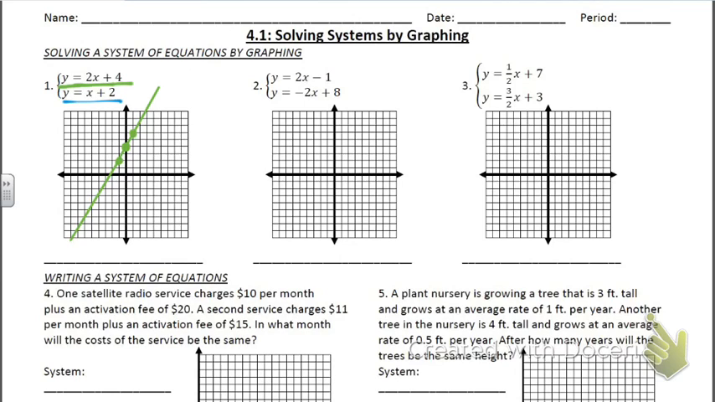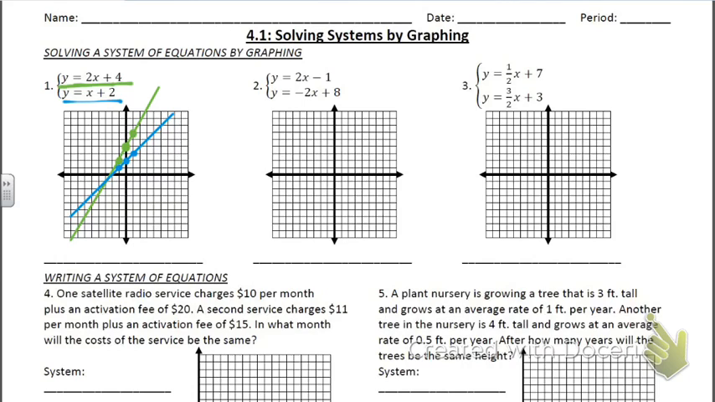So then let's do this second line. Y equals x plus 2. The y-intercept is 2. And the slope is 1. So I'm going to go up 1, right 1, and down 1, left 1. I'm going to try this again. And this way. Okay, I think that's correct.